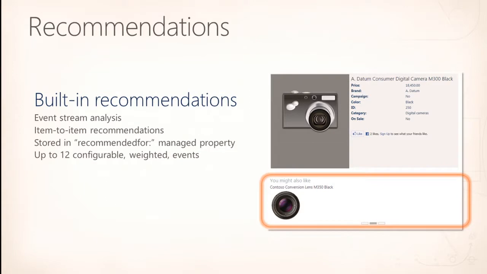You go to an item, and you basically get a recommended item for that item. So this is the outcome, item-to-item recommendations based on event stream analysis. This is now stored in the recommended for managed property. Again, why managed properties and schema mappings are so important. This is where we tap into all this power.